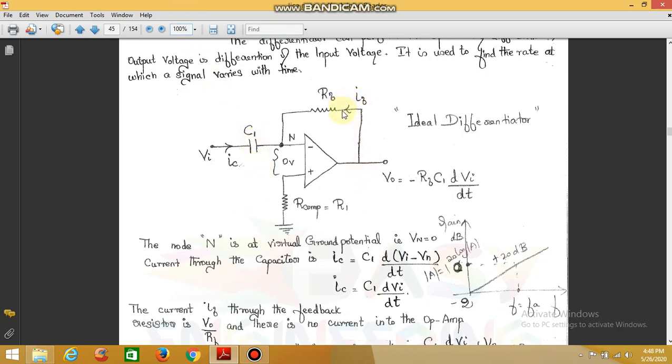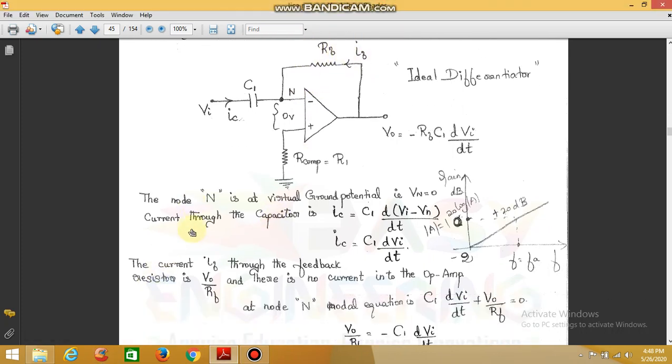The current IF which flows through the feedback resistor RF can be calculated as V0 by RF. You know that the op-amp is ideal, so this current IF will not move into the op-amp. IF is V0 by RF, and there will not be any current flowing into the op-amp.